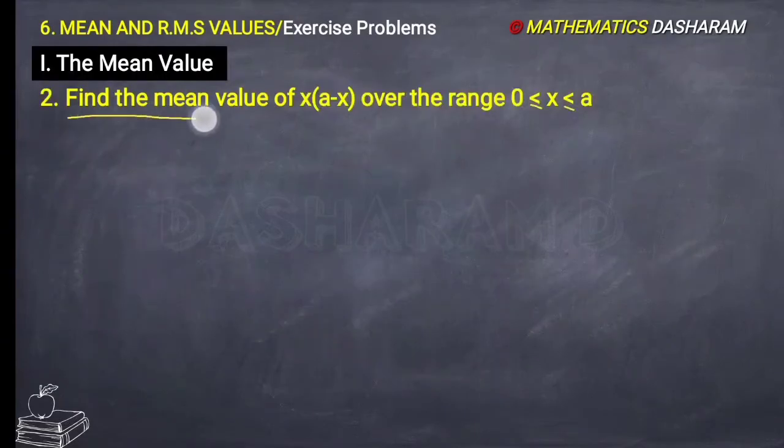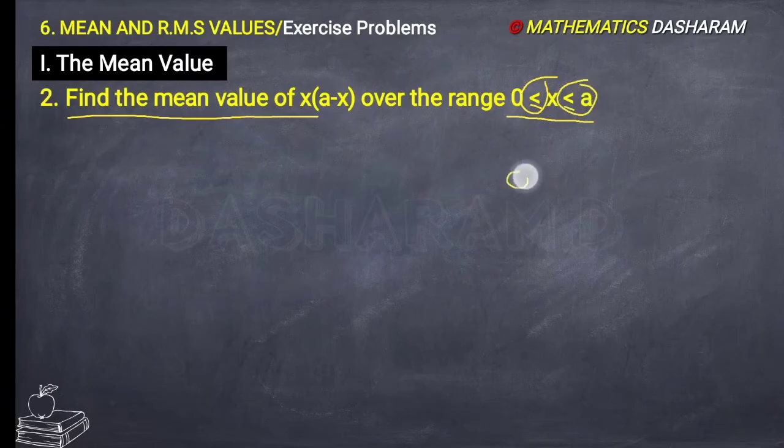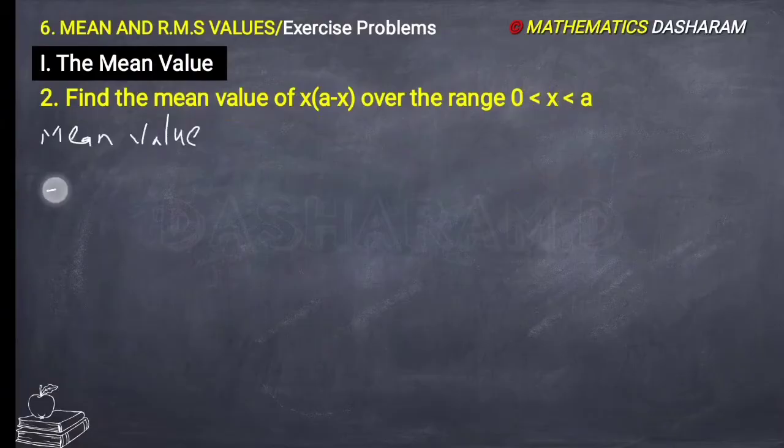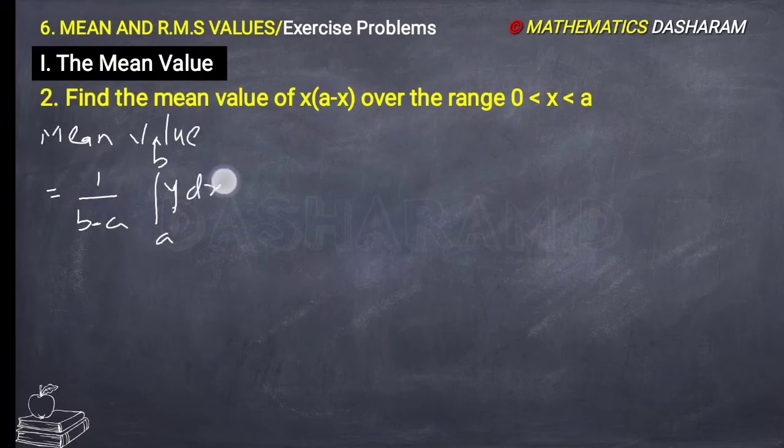Second question, find the mean value of x into a minus x over the range 0 less than or equal to x less than or equal to a. So here 0 less than or equal to x less than or equal to a, that means the limits are 0 to a. So the mean value formula is 1 by b minus a integration a to b y dx. Here b and a both are called limits.